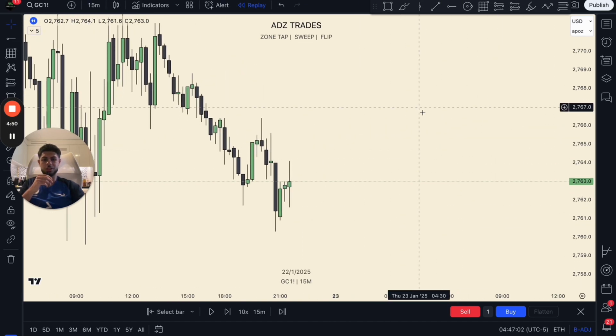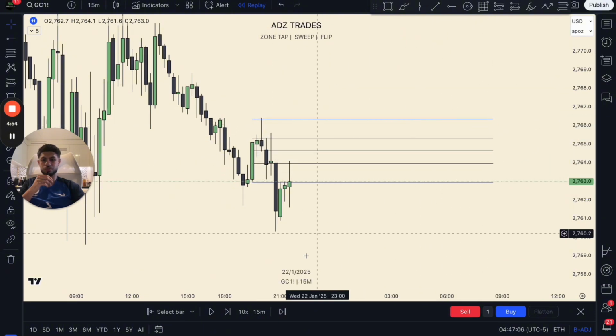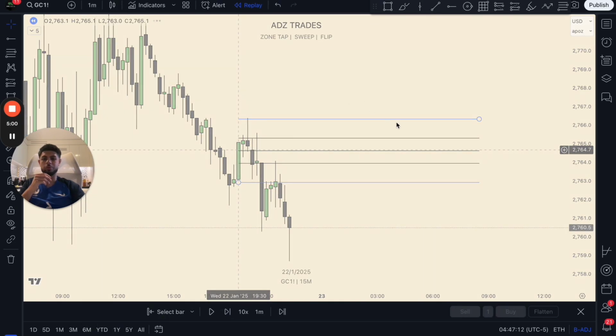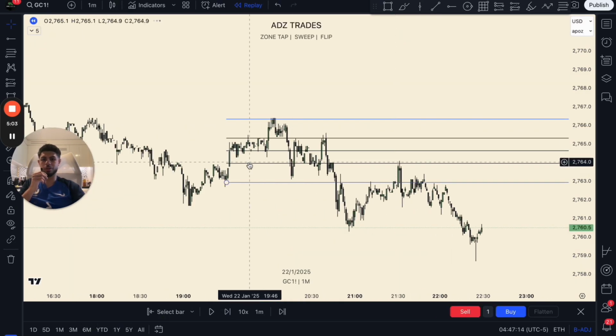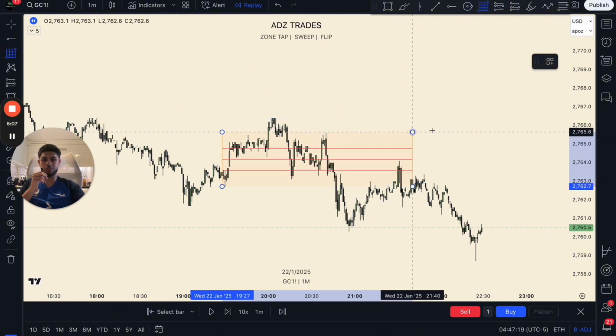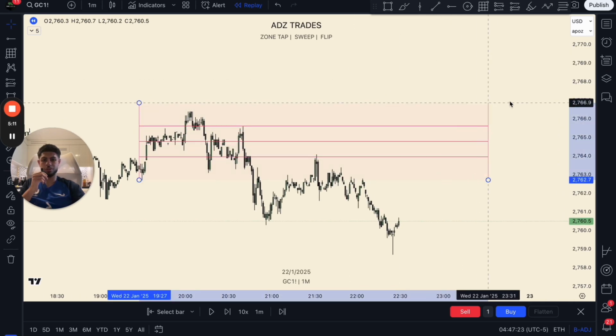Any chart, any time frame, you can see we have this beautiful high here that we closed below, and we tapped back into. So how does this high look on the 1 minute, or this zone look on the 1 minute? You can see we have a nice zone here. So I'll draw it as a zone so people find it easier to see. We have this zone here.